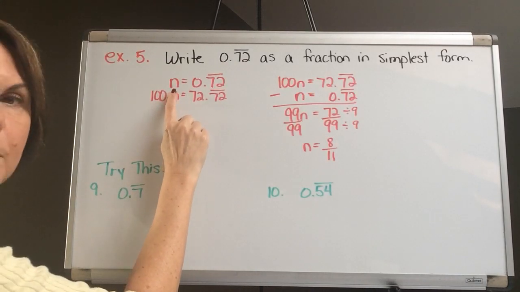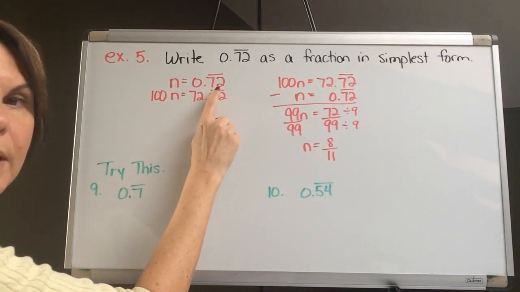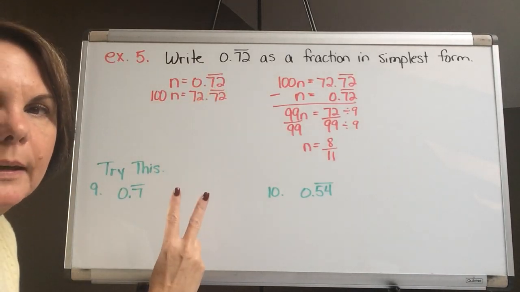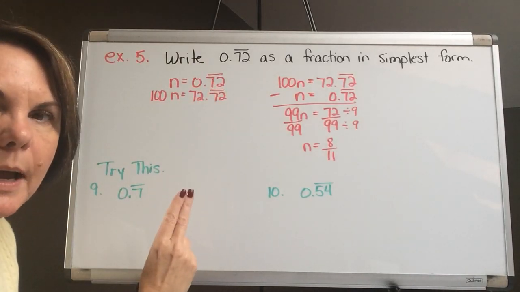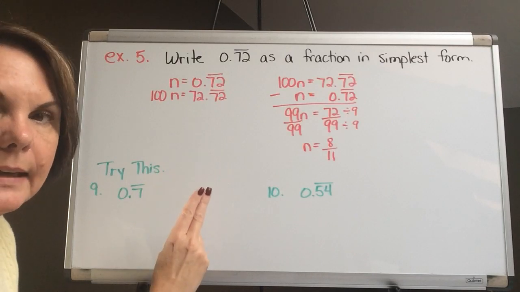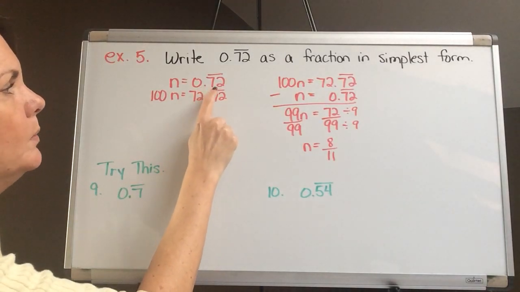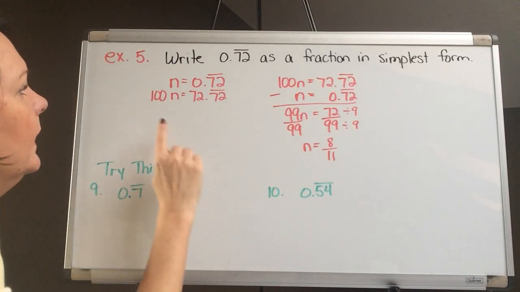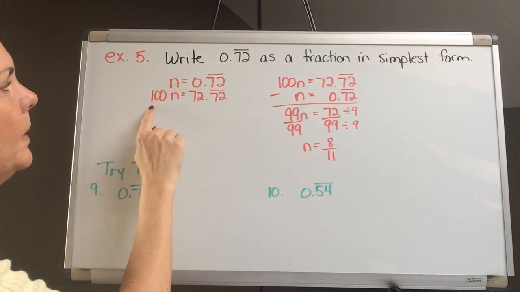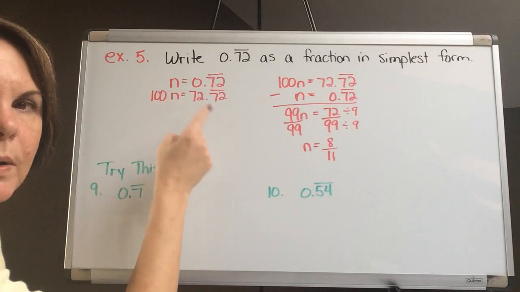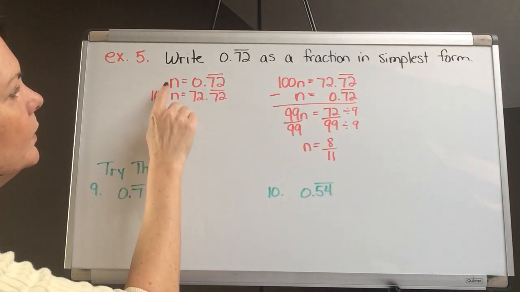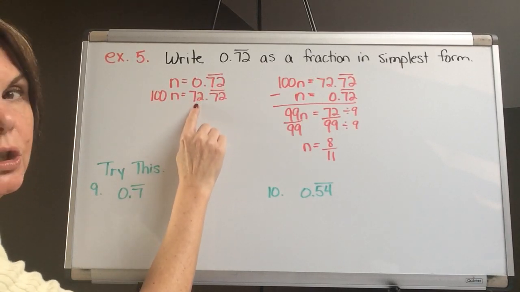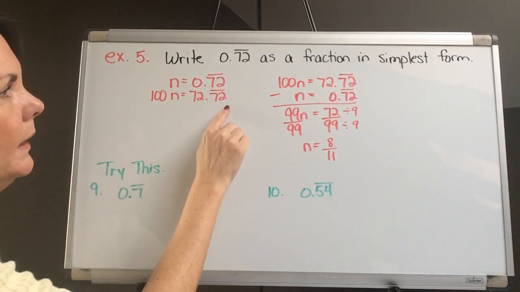So my number, that's what the N stands for, is 0.72 repeating. 2 digits repeat. So I want to multiply by 10 to the second, or 100, because I want to move that decimal over 2 places beyond what's repeating. So if I multiply n by 100, remember in algebra, whatever you do to one side, you have to do to the other. So if I multiply the n by 100, that gives me 72.72 repeating.